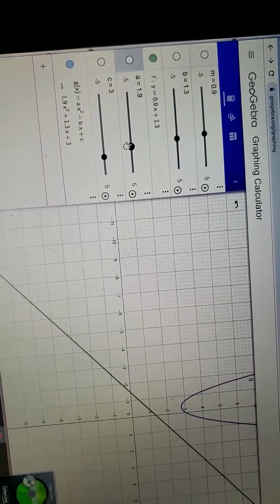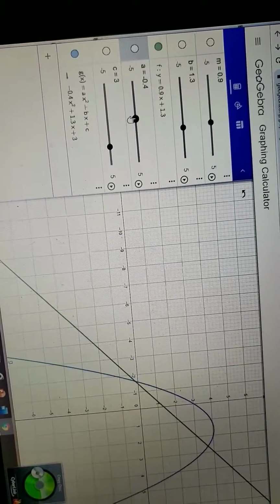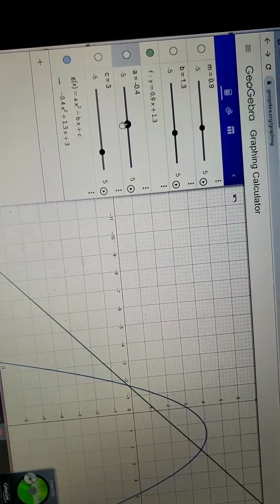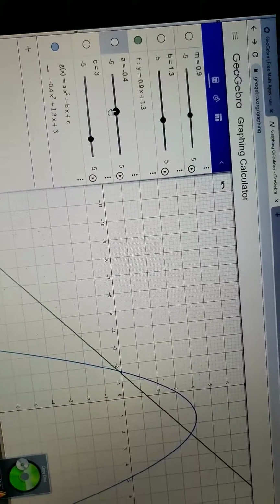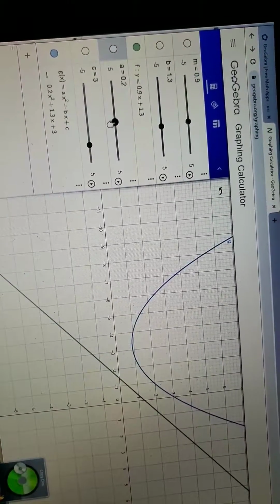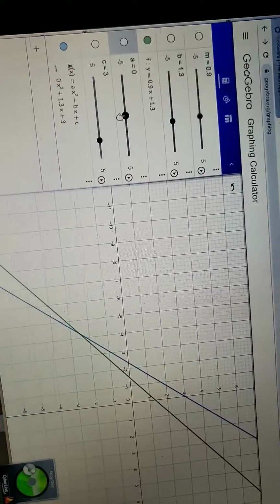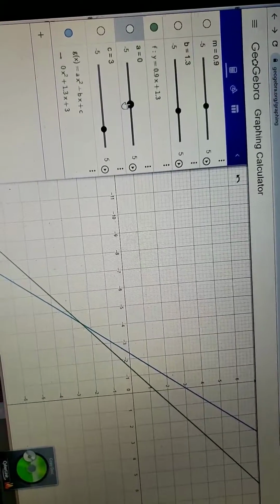And if a is negative, then it will be downward instead of upward. Positive is going to be upward. If a equals 0, it becomes a straight line.